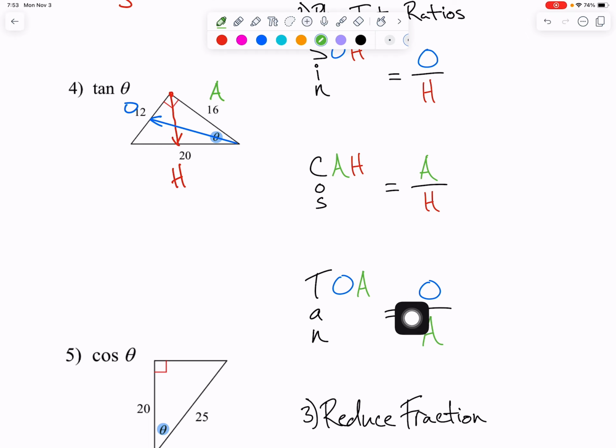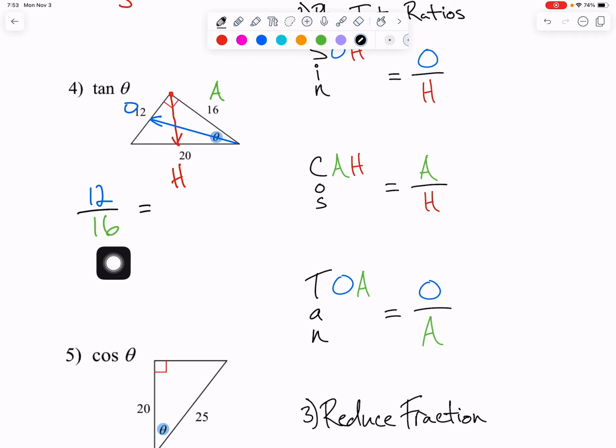Tangent. All right. TOA. Tangent. Opposite over adjacent. What's our opposite? Oh, it's 12. We will set that over its adjacent side of 16. And step 3 is to reduce this fraction.